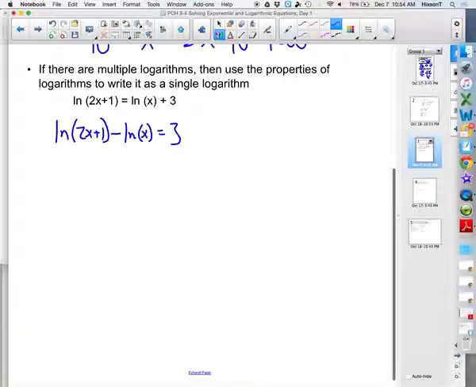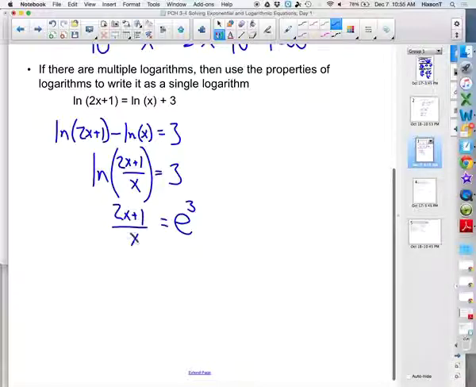So what am I going to write this as? 2x plus 1 over x. Divided by x. There we go. One natural log of 2x plus 1 over x. So what does this mean? e to the 3rd equals 2x plus 1 over x. Our base is e, so e to the 3rd is 2x plus 1 over x.